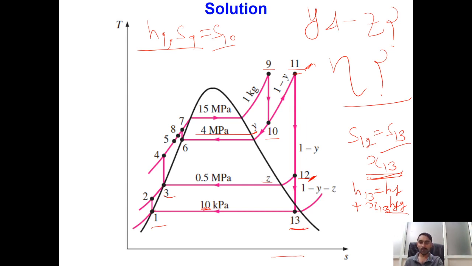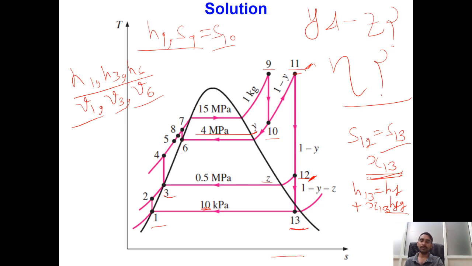Now point number 1 is a saturated liquid state. Similarly point number 3, and point number 6. So for 1, 3 and 6 I can determine all the enthalpy values, H1, H3 and H6. These enthalpies are the enthalpies of saturated liquids at the given pressures. At the same time I can determine the specific volumes V1, V3 and V6 at these points.